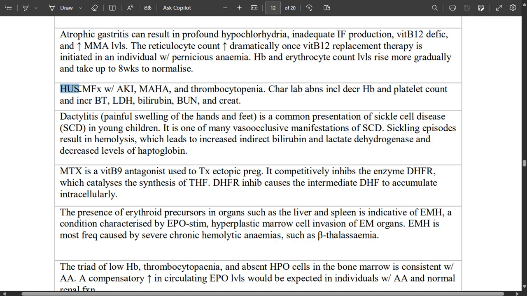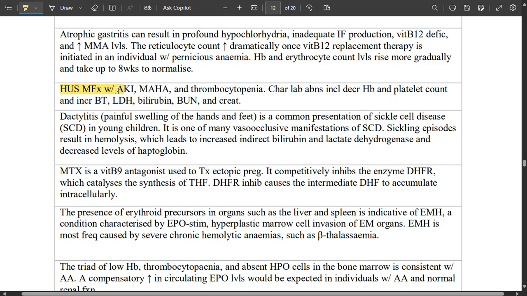So now, the next one is about hemolytic uremic syndrome. Hemolytic uremic syndrome manifests as AKI. There is hemolysis, therefore there is microangiopathic hemolytic anemia. Then there is AKI. Those fragmented RBCs go to the kidney and cause AKI as well as thrombocytopenia. Characteristic laboratory abnormalities include decreased hemoglobin and platelet count.